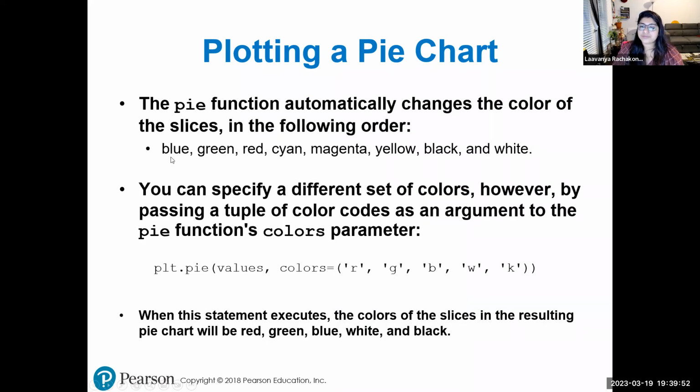So the pie function will automatically change color in this order, but if you want to specify any particular order of colors, then we can just pass it as a tuple into our pie function. So values, comma, colors, and then whichever ones you want. So the first slice will be red, next will be green, the third slice will be blue, fourth will be white, and fifth will be black. So with that, we are done with the plotting of data by using the matplotlib library as well.